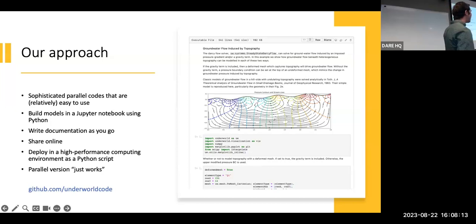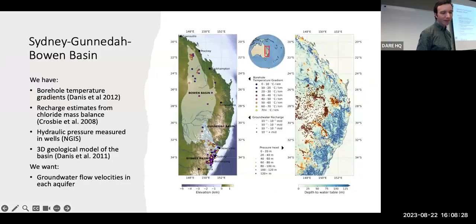We ran our groundwater flow models on NCI Gadi, and we scaled it up to, I think, 1,000 CPU cores. So yeah, it's pretty good.